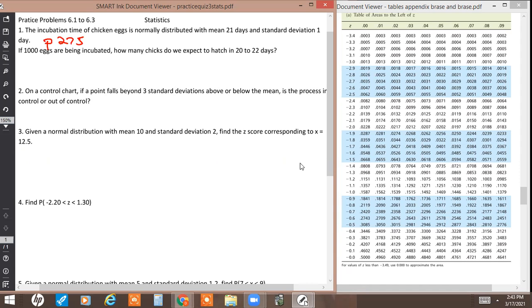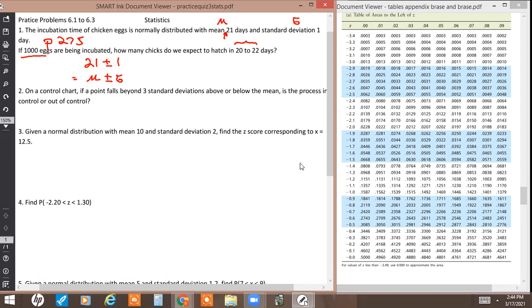The incubation time of chicken eggs is normally distributed. The mean mu is 21 days. Standard deviation sigma is 1 day. We have 1,000 eggs that are being incubated. How many chicks do we expect to hatch in 20 to 22 days? Notice the mean is 21. Notice from 20 to 22, you're adding and subtracting 1 standard deviation. So you're doing 21 plus and minus 1 standard deviation, right? So that's our mean, plus and minus 1 times sigma.